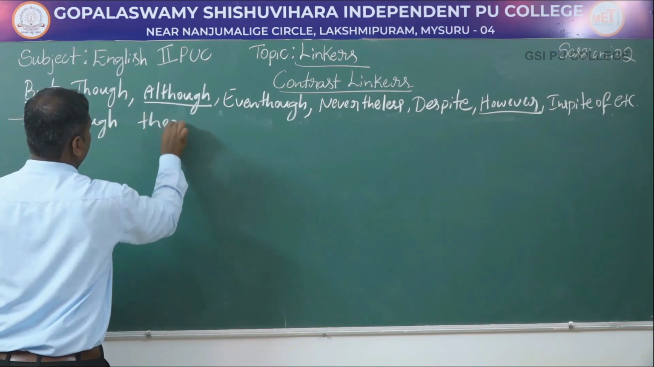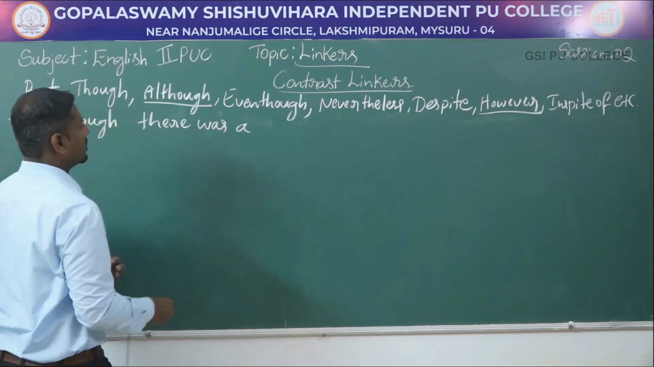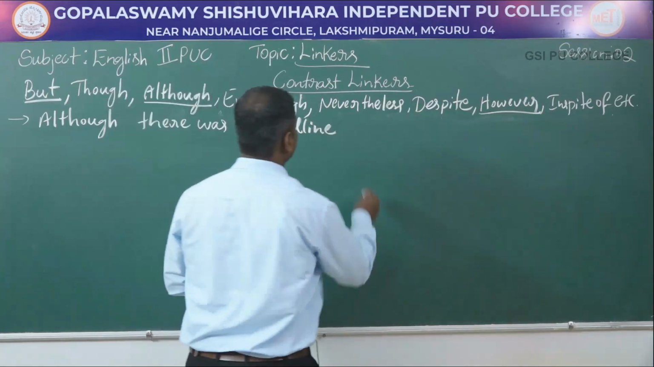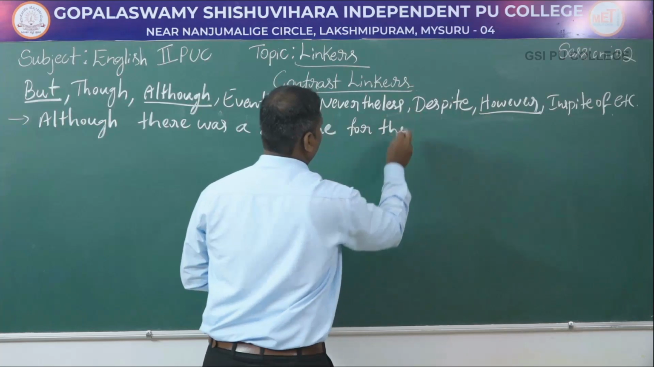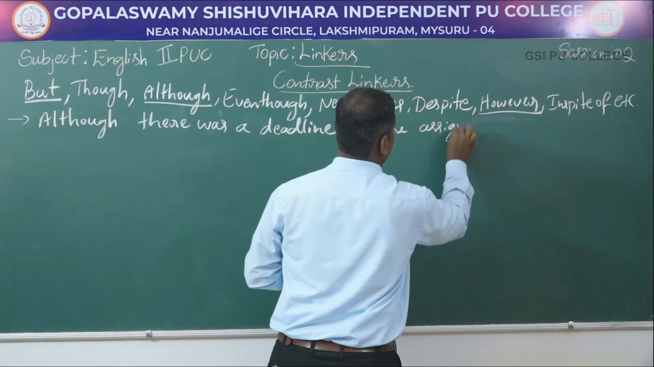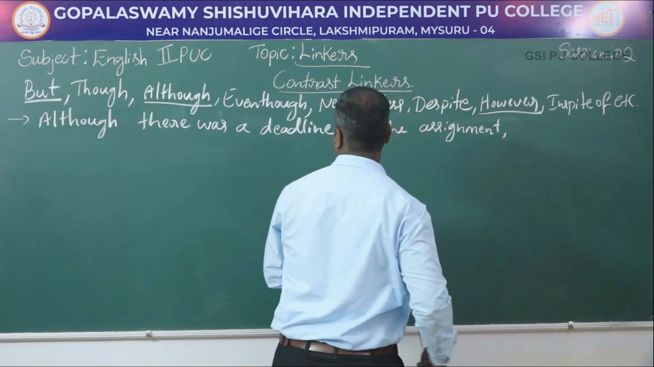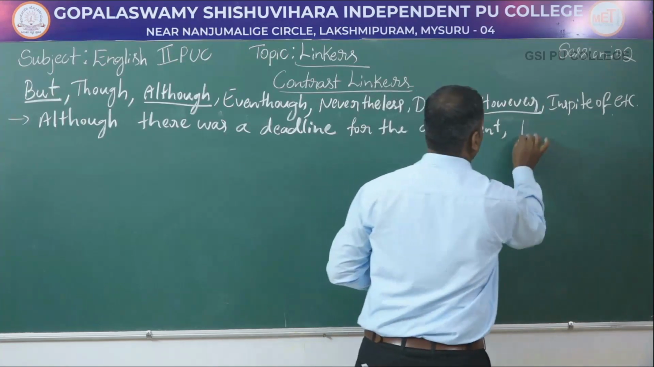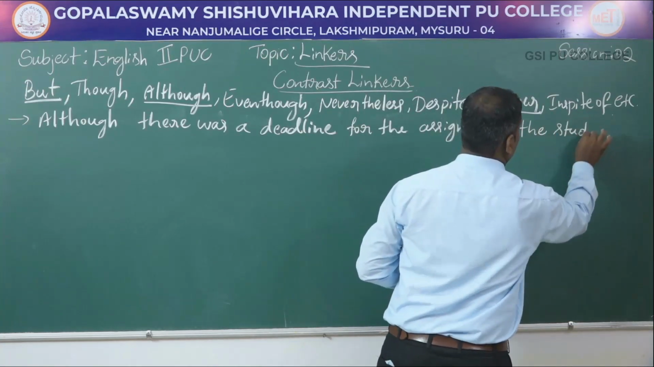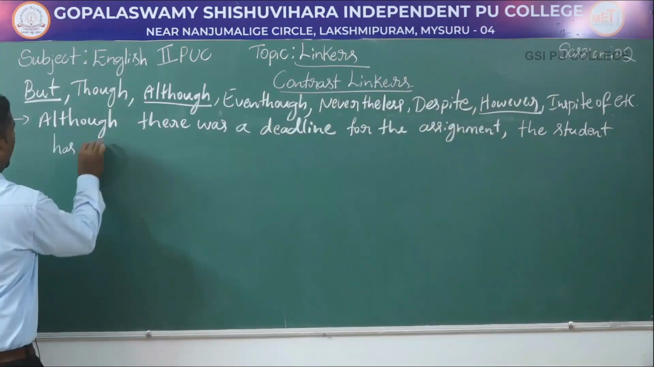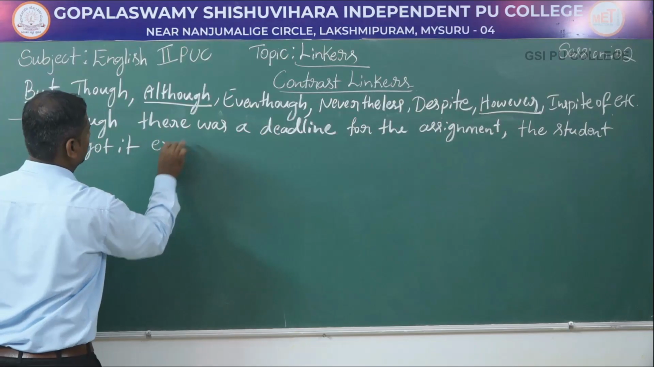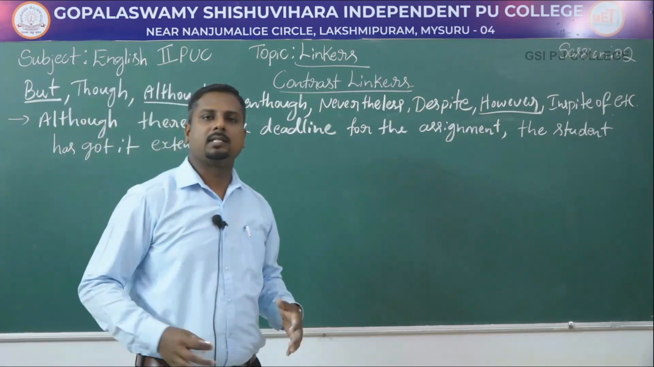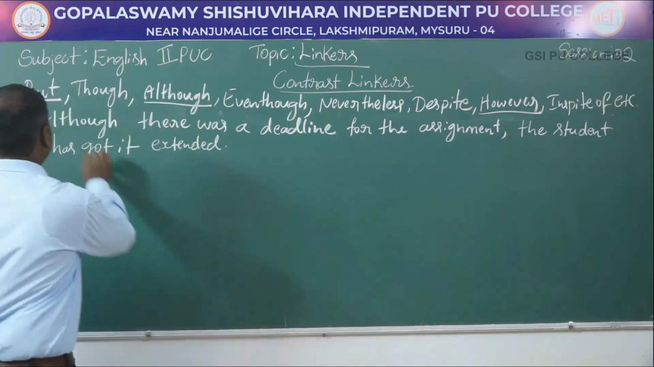Although there was a deadline for the assignment, although there was a deadline for the assignment, the student has got it extended. So here in this sentence, the linking word is although.